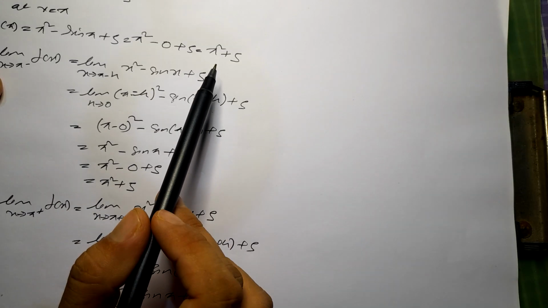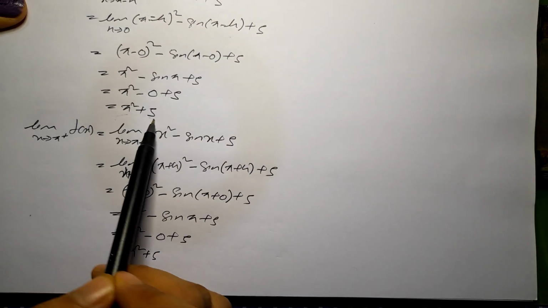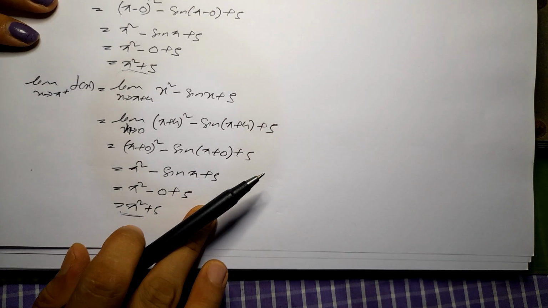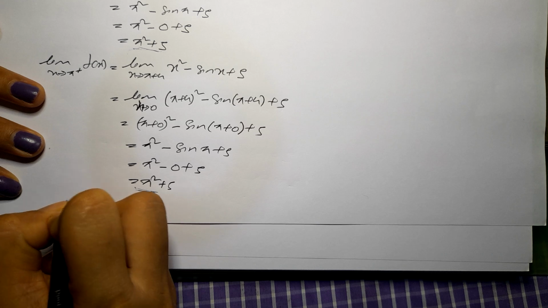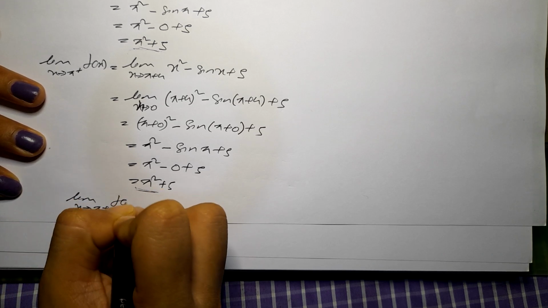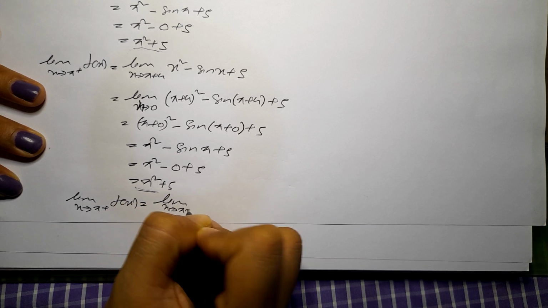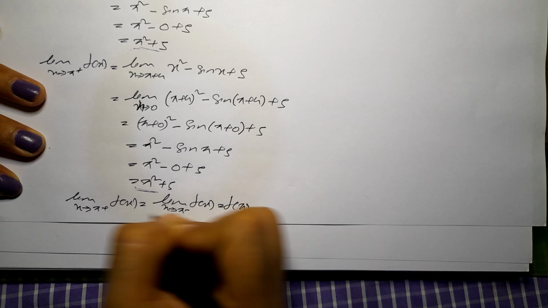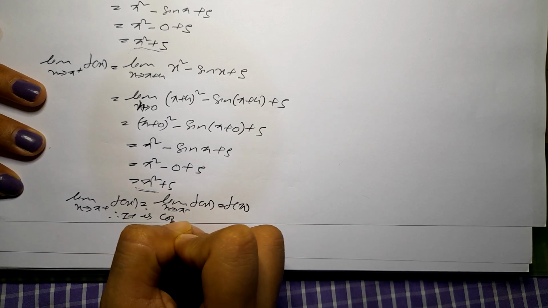This is the value of f of pi, this is the left hand limit, and this is the right hand limit. All these are equal. That is, it is continuous. Limit x tends to pi plus f of x is equal to limit x tends to pi minus f of x is equal to f of pi. Therefore it is continuous.